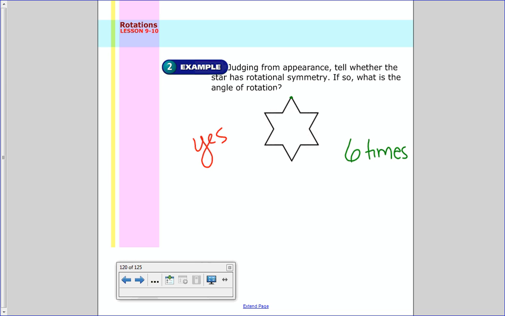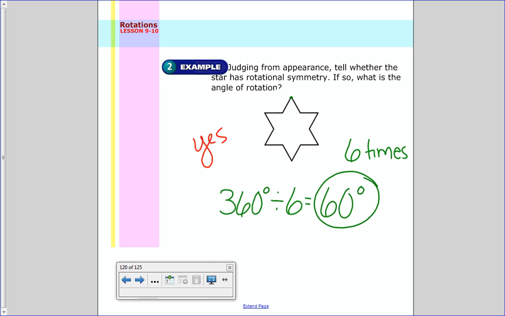So I take 360 degrees, divide it by the number of times, and I get 60 degrees. So the angle of rotation here is 60 degrees. Every 60 degrees I turn my figure, I have rotational symmetry.